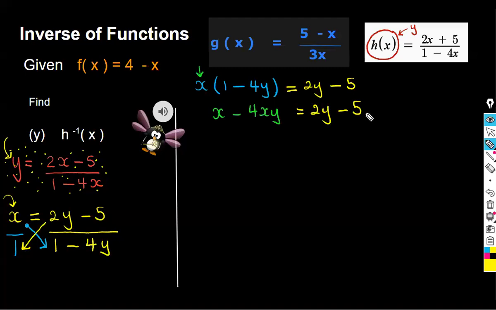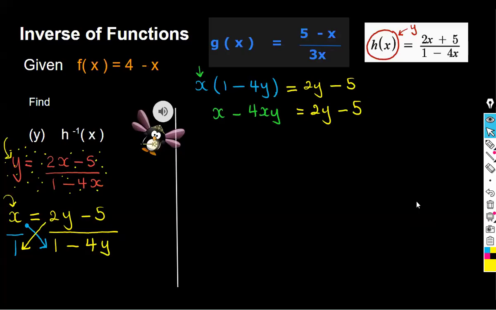Take down up to there, if you didn't know how to reach there. Keep in mind, we're trying to make who the subject? Y. We're trying to get y alone on one side and everyone else on the other side.